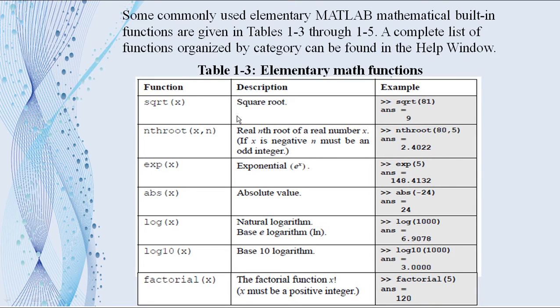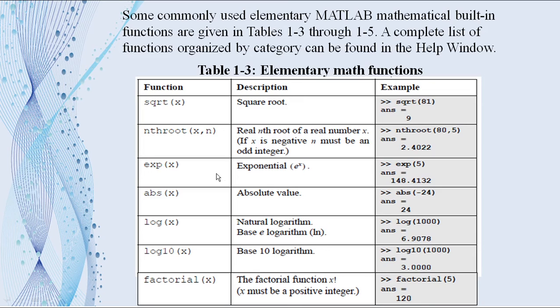So sqrt, that's what we have seen. Instead of a square root, you can have the nth root of a term. Real examples are given here. The nth root of 80 comma 50. The answer is given as 2.4022.